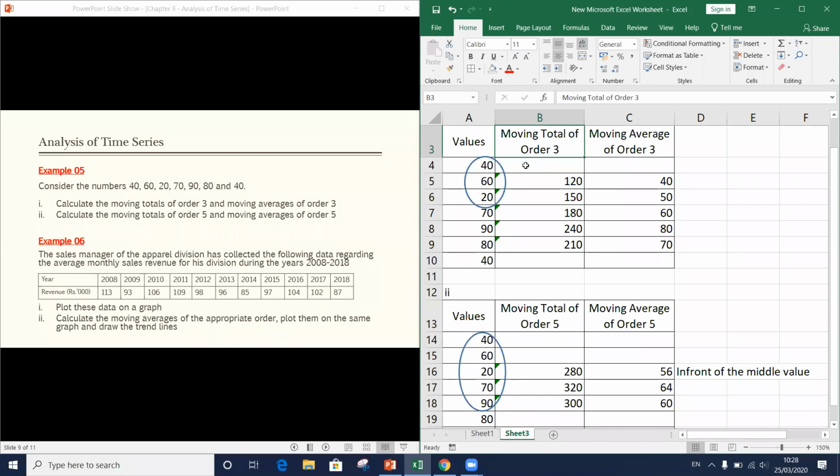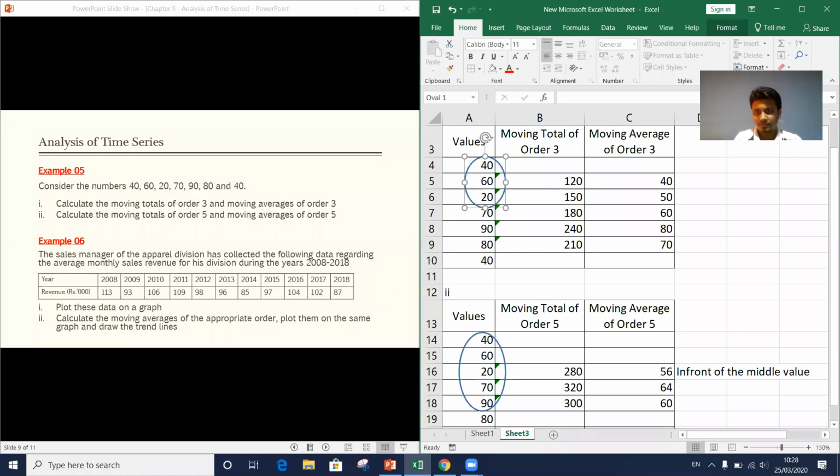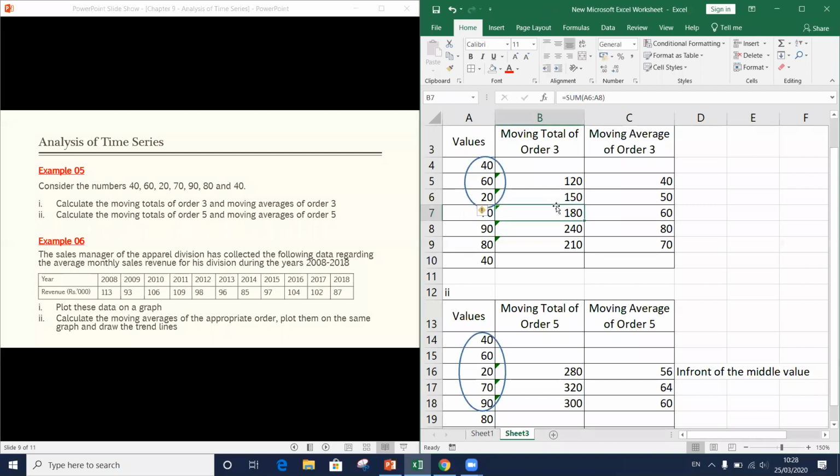And the other thing is the sums and totals of these orders we need to write in front of the middle value. If this is my first order or first group, the middle value is 60. Therefore, the total and the average I need to write in the middle. Clear? Moving totals and moving averages of order 5.